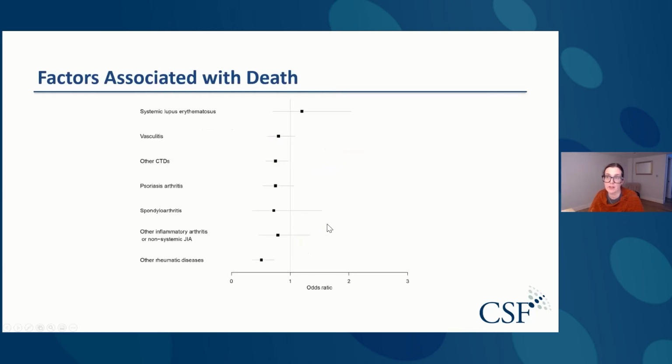We had the opportunity to look between therapies. Now the reference here is rheumatoid arthritis, and you can see here that we really didn't have the evidence to make any conclusions that any one rheumatic disease had higher or lower death rates compared to another.